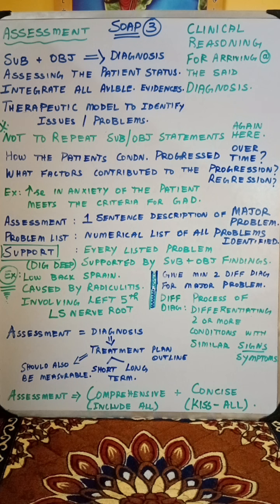So keep it short and simple is concise, but we should include everything. To keep it short and simple, we should not exclude anything, right? So this is what is assessment, the third part of SOAP.